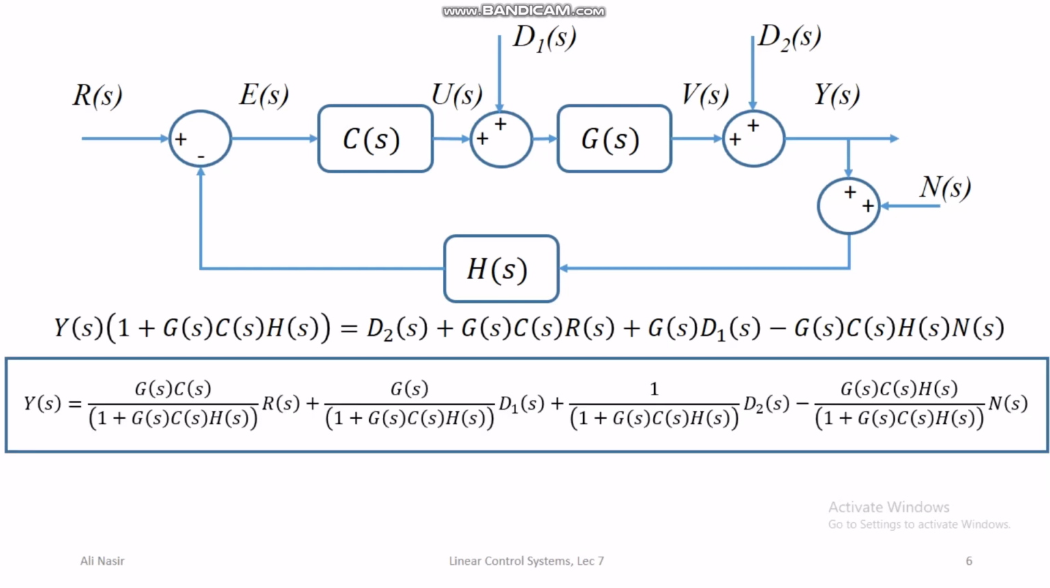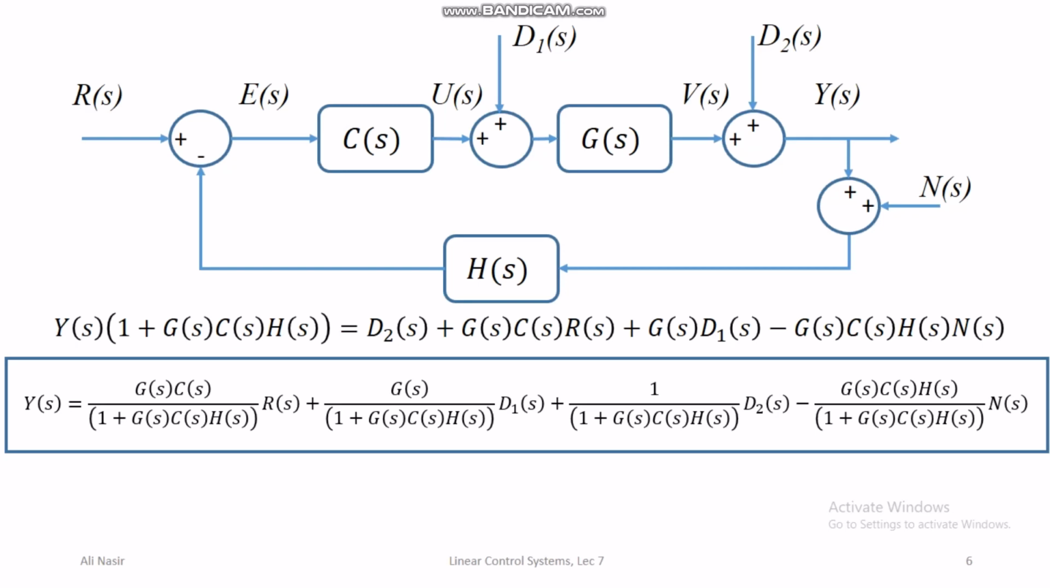And what we do is we divide by the multiplier of y of s on the left hand side, each term on the right hand side, and then we get the final expression for y of s. Now if you look at this final expression for y of s, you have to notice certain things. First of all, look at the term involving r of s on the right hand side. The numerator of that term is g of s, c of s.